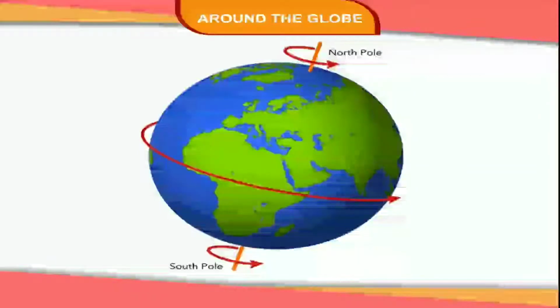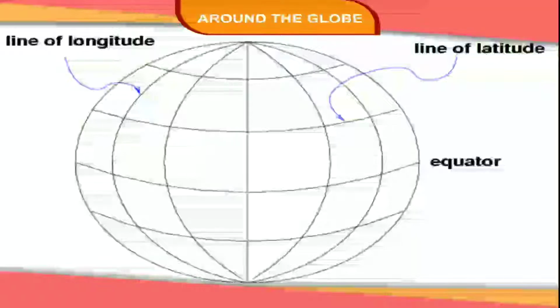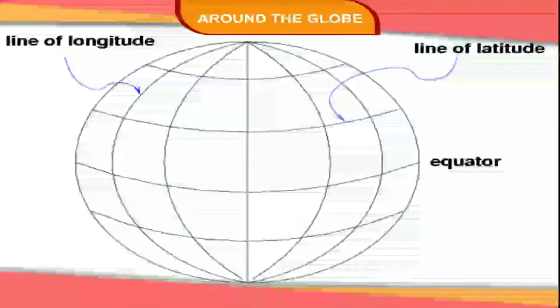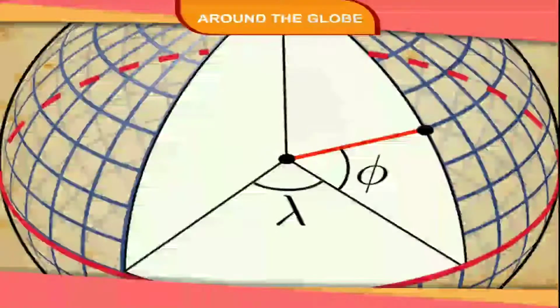called the South Pole. There are two sets of lines drawn on the surface of the globe. The full circles that run from east to west are called the lines of latitude. The semicircles that run from one pole to another in a north-south direction are called the lines of longitude. The lines of latitudes and longitudes cross each other at right angles.